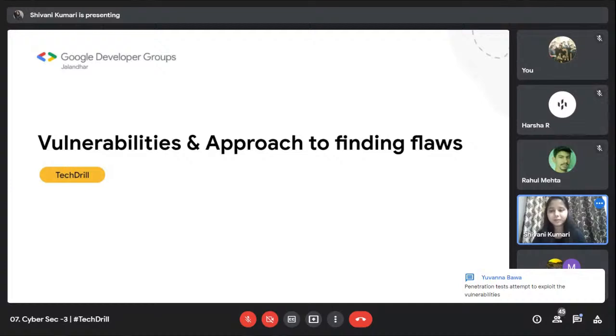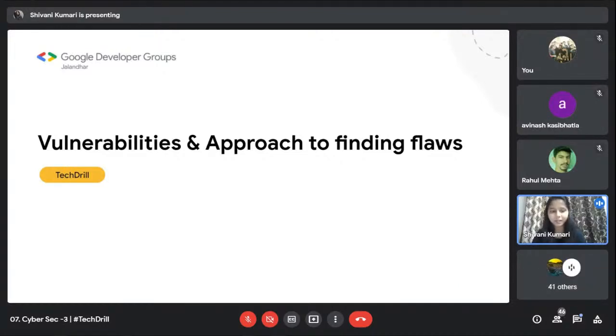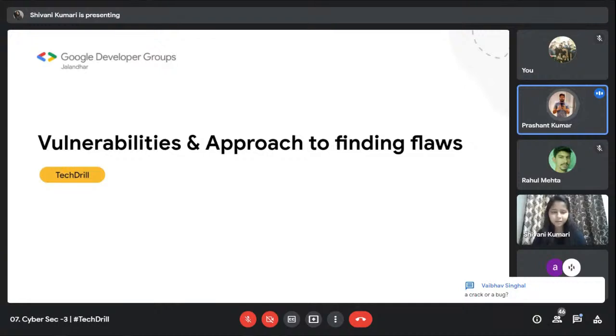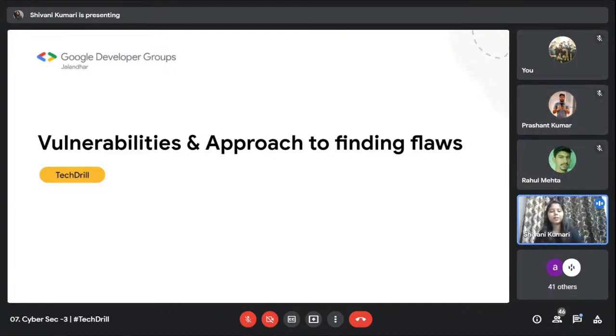So anyone else want to answer the question, what is VAPT? Okay, nice. Actually, vulnerability assessment is kind of finding the vulnerabilities, and penetration testing is somehow confirming whether it is a vulnerability or not. Okay, cool.